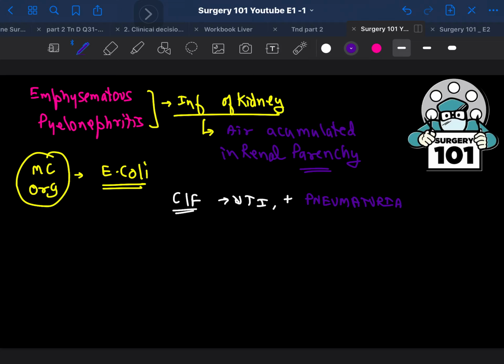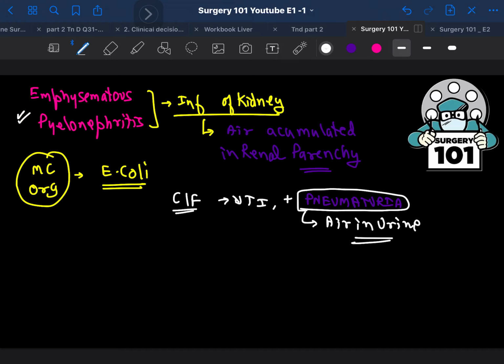Now, what do you understand by this pneumaturia? Pneumaturia basically means that there is air in the urine. This is what you mean by pneumaturia. Are you able to understand this point? So pneumaturia is definitely present in emphysematous pyelonephritis, but it doesn't mean that it is present only in emphysematous pyelonephritis. It can be present in many other conditions, like a complication of diverticulitis, and tuberculosis of the intestine or Crohn's disease where there is a fistula formation. So all these are the places where you might have pneumaturia.